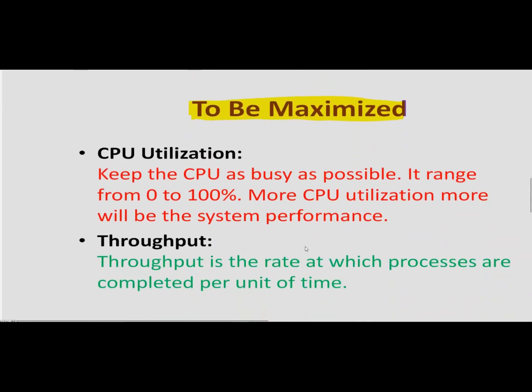First of all, the category to be maximized. The very first parameter is CPU utilization. As I told you, we are never going to make our CPU idle. If in any case the CPU gets idle, it means the system is not considered a fair system, or the best system. So we have to keep our CPU as busy as we can.